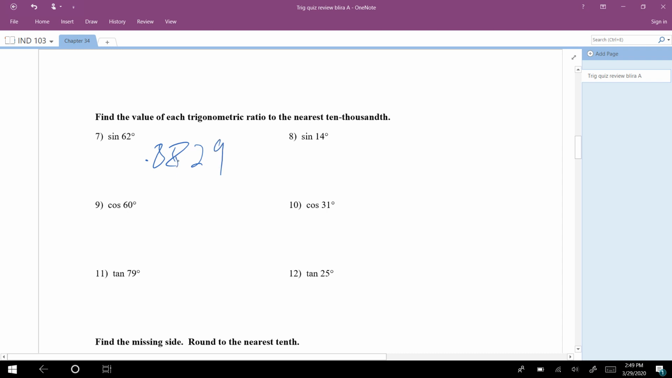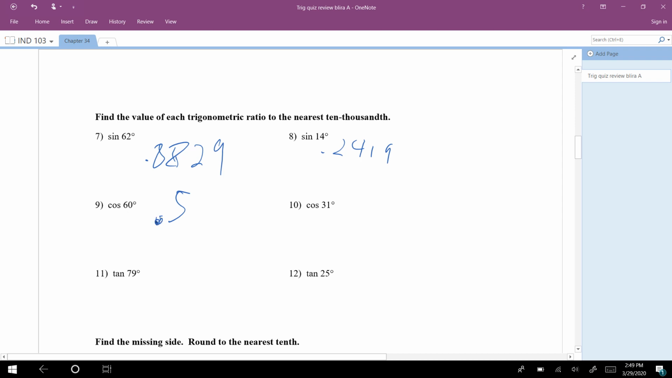That's what I got. Why don't you try number 14 real quick on your own? Sine of 14. Brilliant. 0.2419. I concur. I got the same answer. And we're going to do cosine of 60. 0.5.